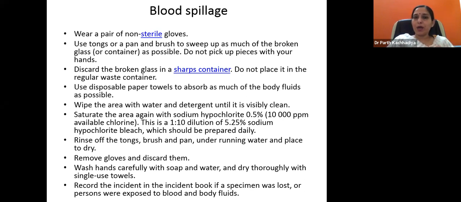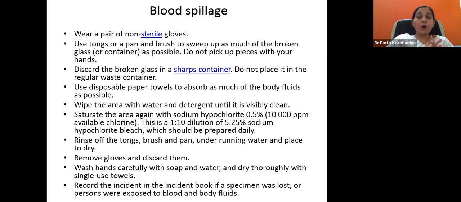Use disposable paper towels to absorb as much of the body fluids or blood spillage as there is. Wipe the area with water and detergent until it is visibly clean. And the solution which is used is sodium hypochlorite, that is 0.5%. This is a 1:10 dilution of 5.25% sodium hypochlorite bleach, which should be prepared daily. Once this is done, rinse off the tongs, brush and pan, whatever you have used, remove the gloves and discard them at a proper disposal. Wash hands carefully with soap and water and dry thoroughly with single-use towels.